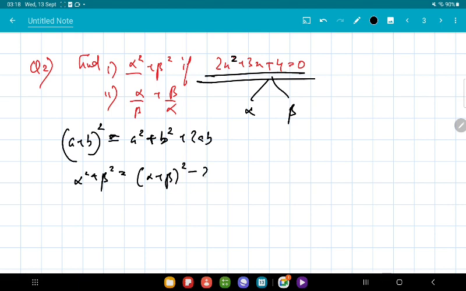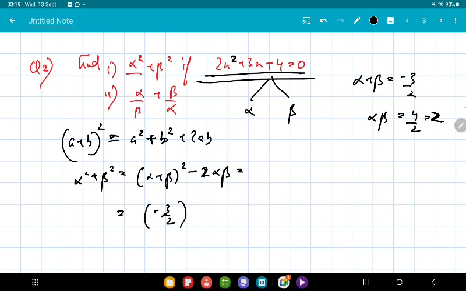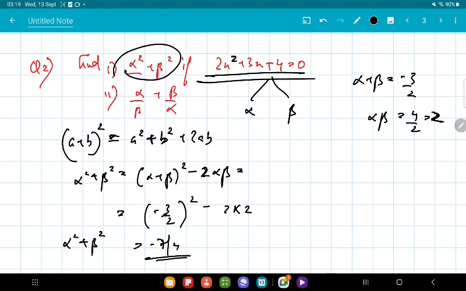Alpha square plus beta square is alpha plus beta whole square minus 2 alpha beta. I will apply alpha plus beta as minus 3 by 2 and alpha beta as 4 by 2, which becomes 2, using the proper formulas. Now just insert the values: minus 3 by 2 square minus 2 into 2, and I'm guessing minus 7 by 4 is my answer for alpha square plus beta square. Okay, this is the value. This is what it was saying in the question also, to find out the value of this.